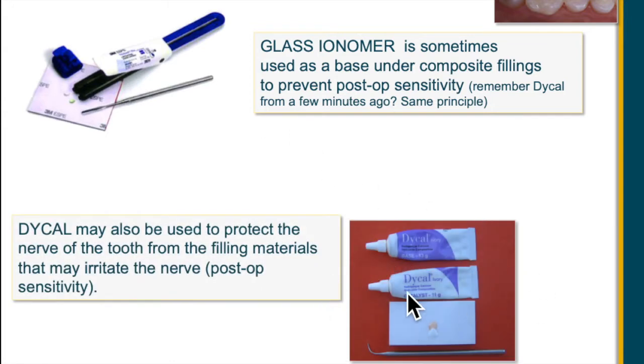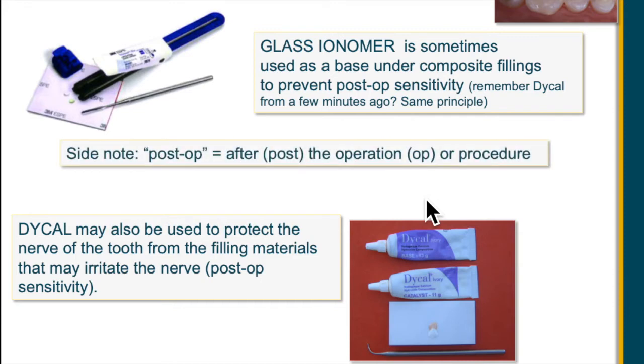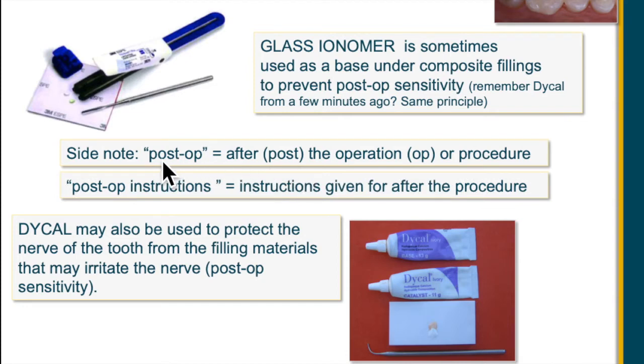So again, we might also use Dycal, but usually when I use this, I'll use this when I'm close to the nerve, and then we'll put this glass ionomer over the top of it to insulate it and protect it from the rest of the filling material. So post-op, so post means after, and op means operation or procedure. Post-op instructions are given after the procedure. Okay.